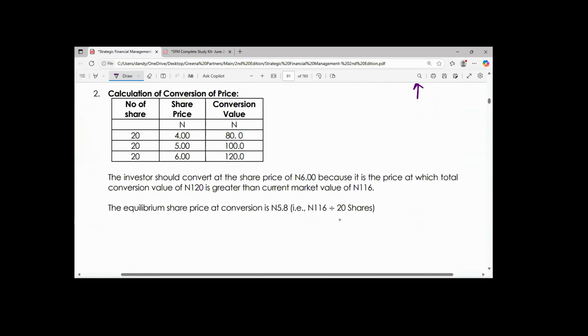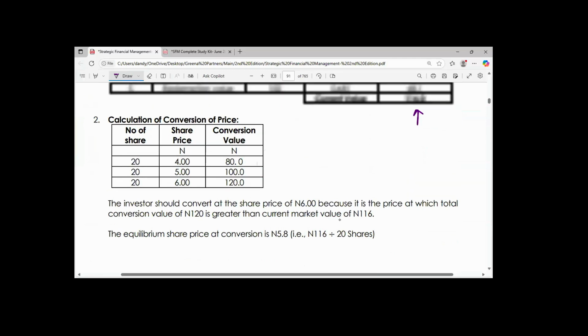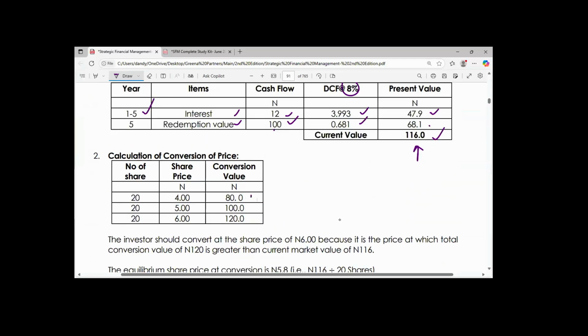We got 80 naira for the 4 naira price. We got 100 naira for the 5 naira price. We got 6 naira, so we got 120 naira for the 6 naira share price. So when you look at the three conversion values, as the examiner asked, you need to compare all these values, 80 naira, 100 naira, 120 naira, with the current market value of 116.